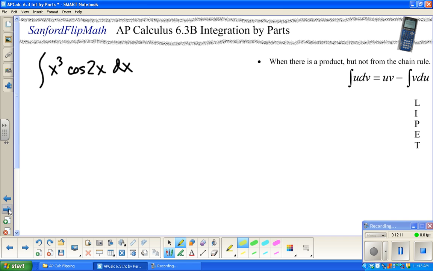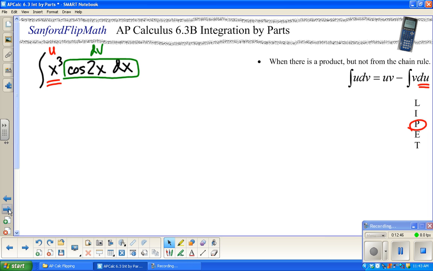Same idea, same exact idea. Okay? All right, so again, going through the LIPET thing, the u cubed is a polynomial. And then this is trig. Okay, so this will be dv. And the idea here is when I do the du, I would have 3x squared. When I do the du again, I have 6x. And it's going to take a few cycles for this thing to go away. Okay? So oftentimes the point of this is when you do the derivative part of the du, then the u's eventually go bye-bye. Okay? All right, so here we go.